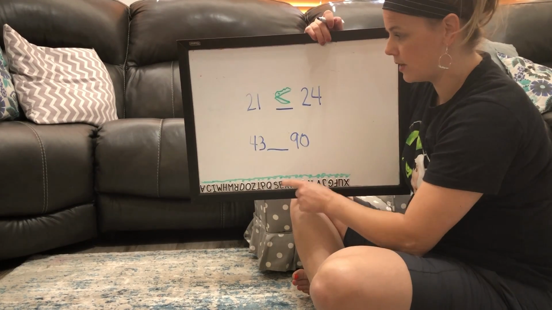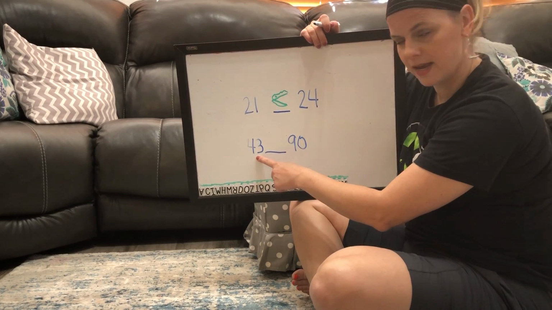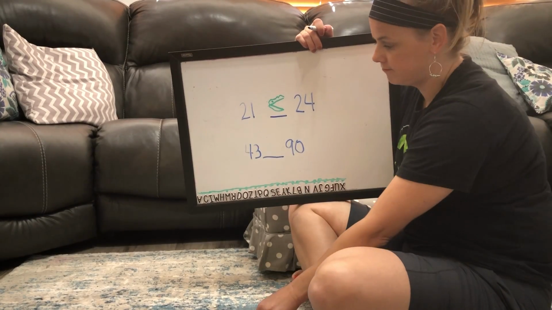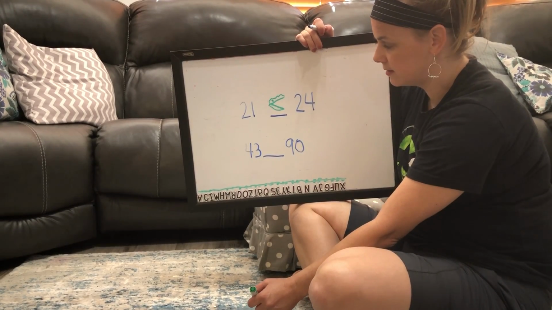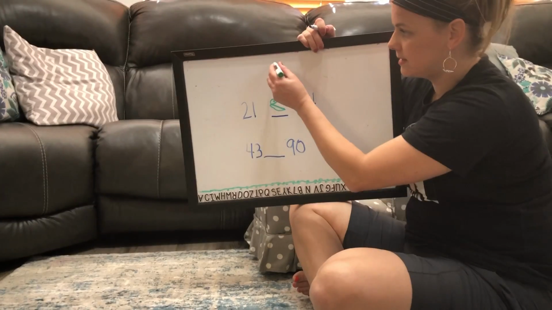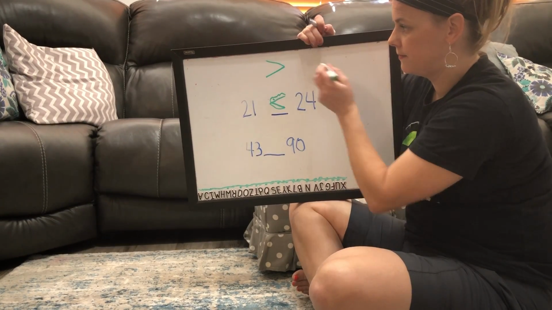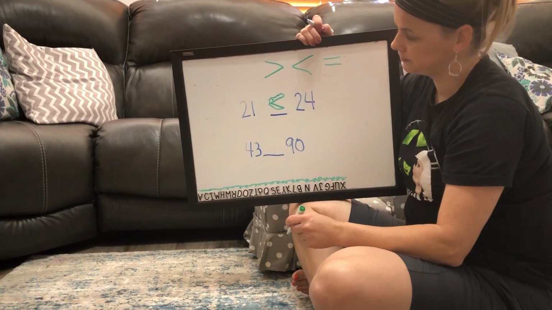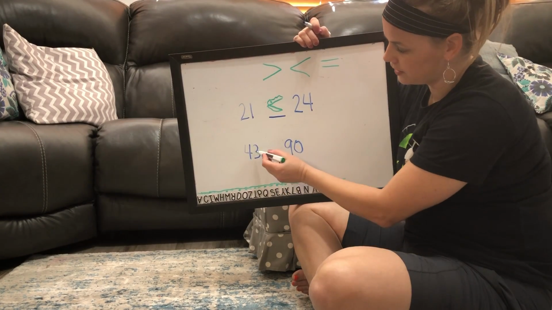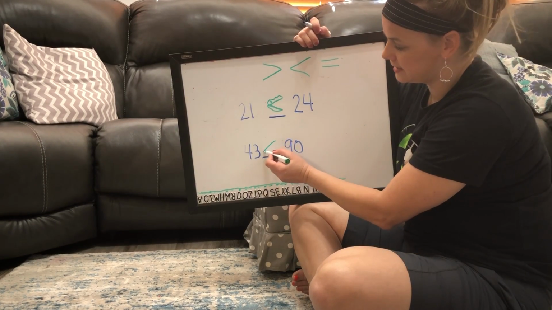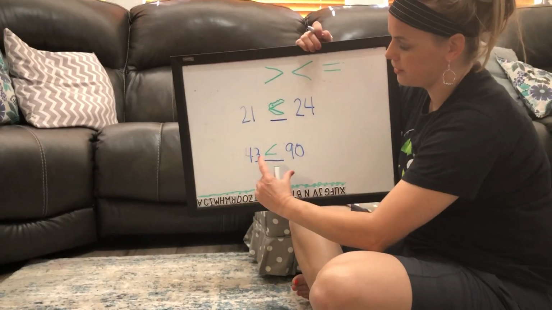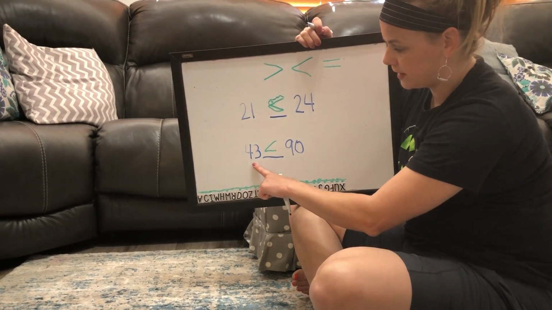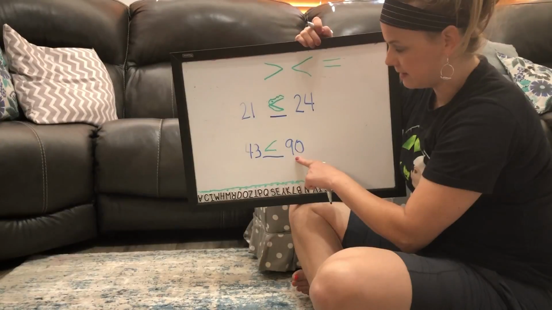Is 43 greater than or less than 90? Which one is smaller? Is it greater than, less than, or equal to? 43 is less than. Our mouth, a greater gator, is opening towards the number that is greater. So 43 is less than 90. Good.